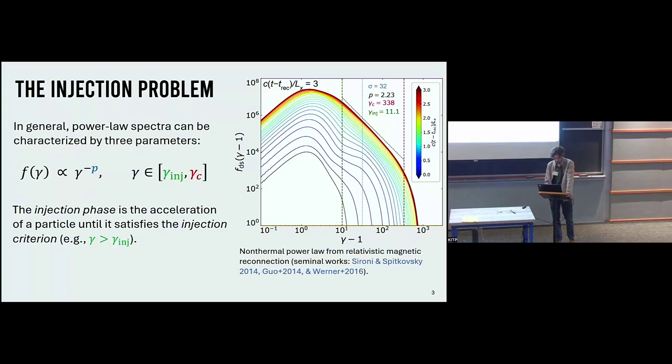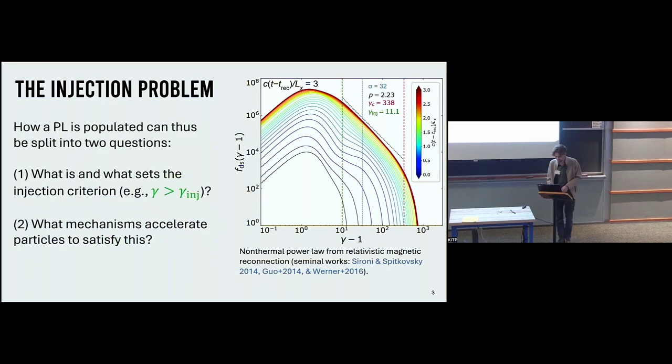It is this populating of the power law which I term injection. In other words, a particle is injected if it satisfies a certain injection criterion. That criterion, for example, can be a particle which surpasses a characteristic energy scale. Maybe one might call this the injection energy, and an injection mechanism is a physical process which accelerates a pre-injected particle to advance it towards satisfying that criterion. In other words, an injection mechanism injects particles.